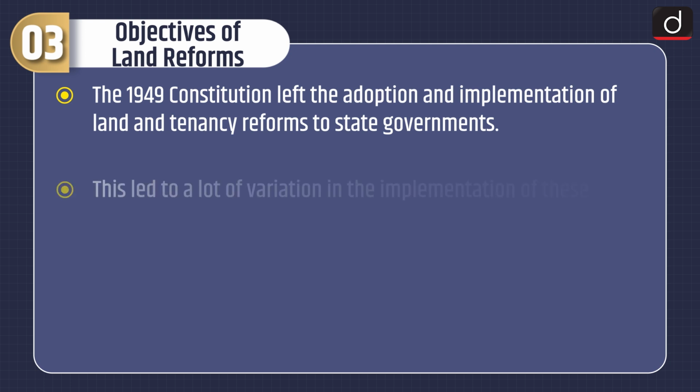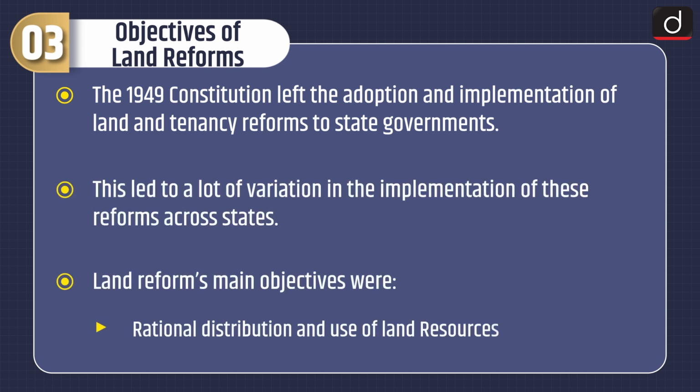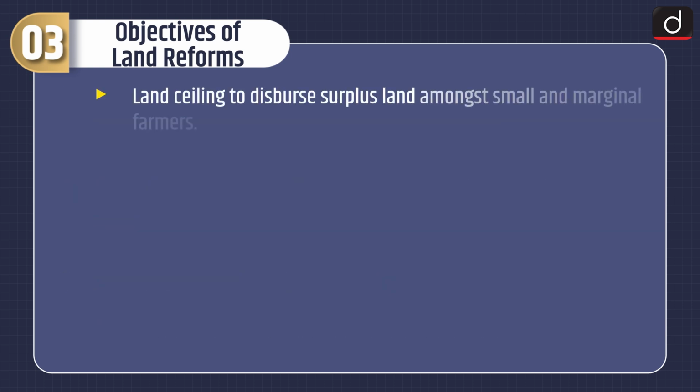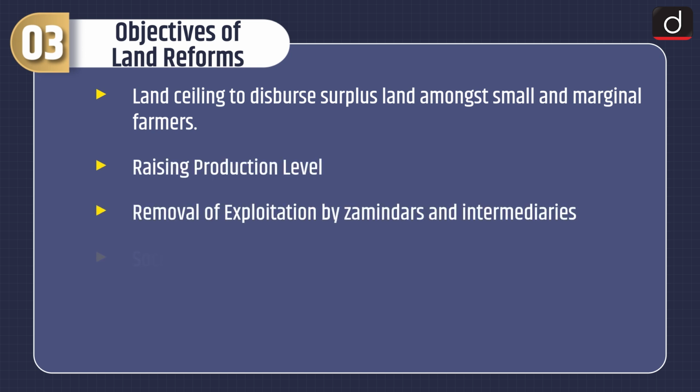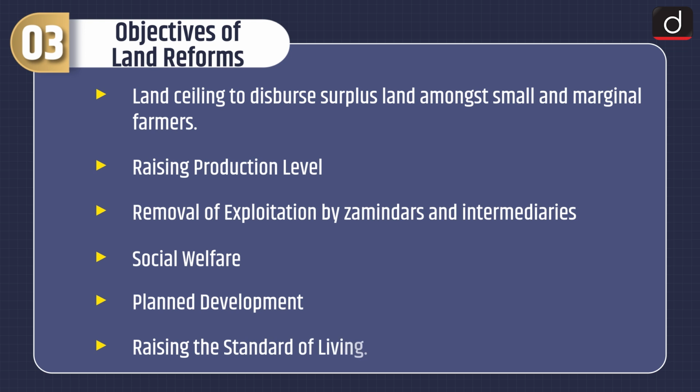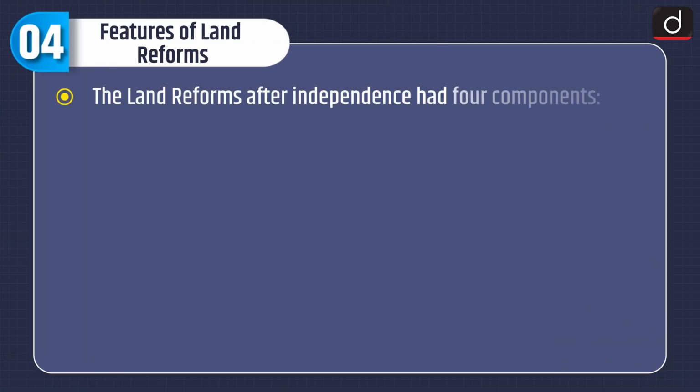Now let's discuss objectives of land reforms. The 1949 Constitution left the adoption and implementation of land and tenancy reforms to state governments. This led to a lot of variation in the implementation of these reforms across states. Land reforms' main objectives were rational distribution and use of land resources, land ceiling to disburse surplus land amongst small and marginal farmers, raising production level, removal of exploitation by zamindars and intermediaries, social welfare, planned development, and raising the standard of living.